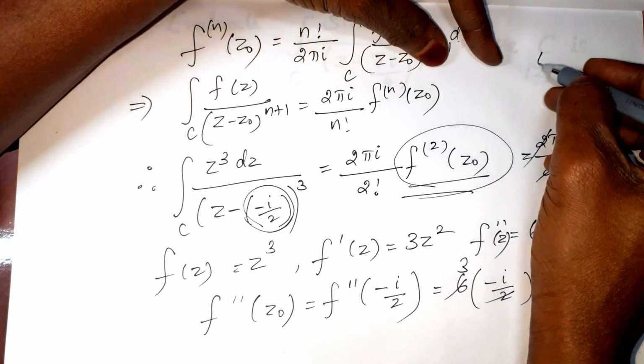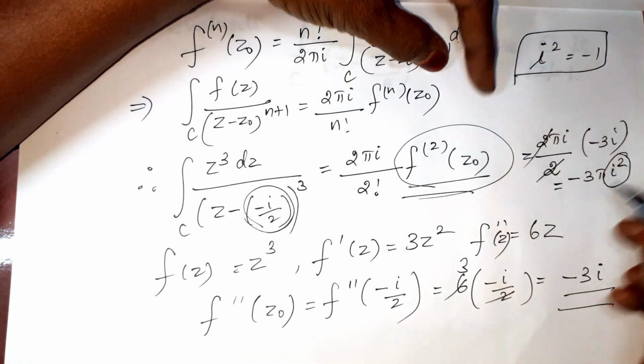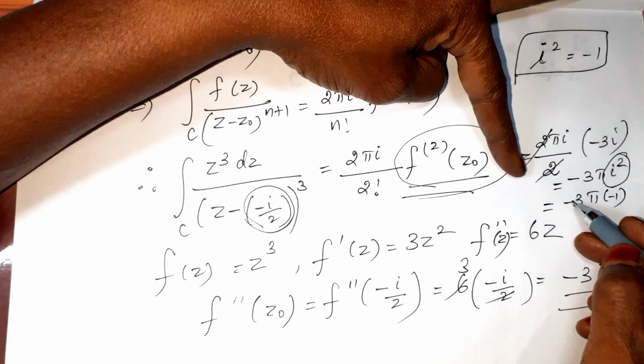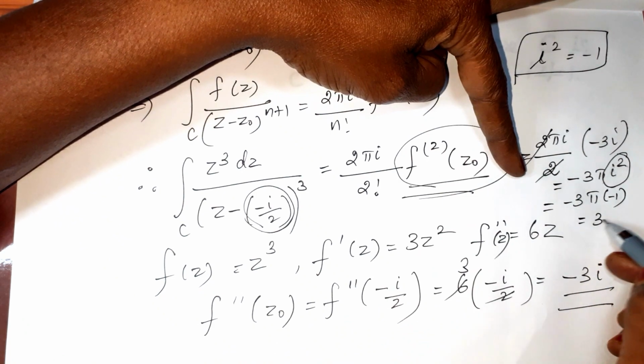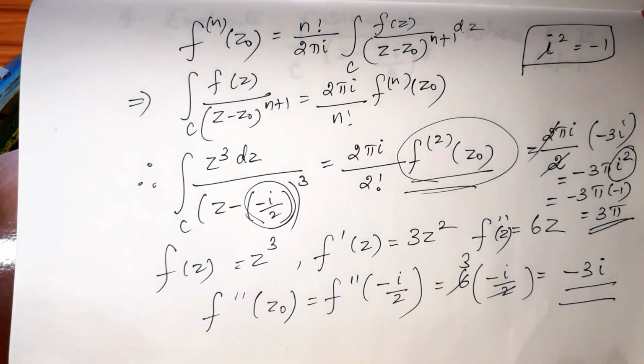What is the value of i squared? i squared is minus 1. So which is minus 3 pi into minus 1. Minus into minus is plus. So it is 3 pi. So here the answer we are getting is 3 pi.